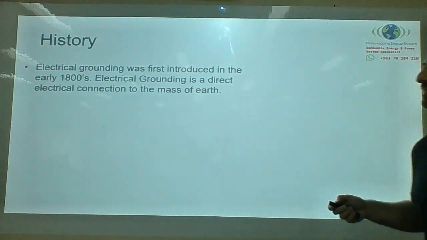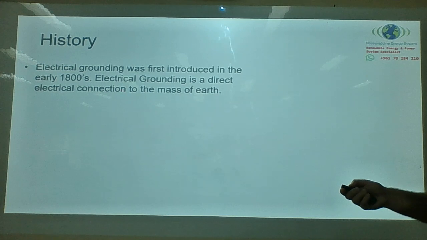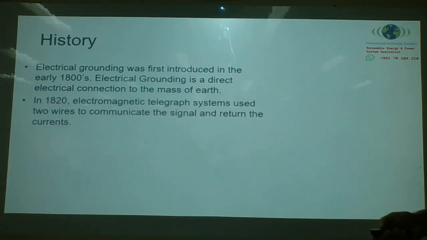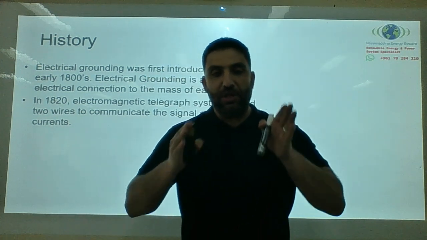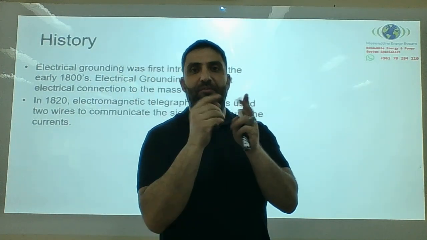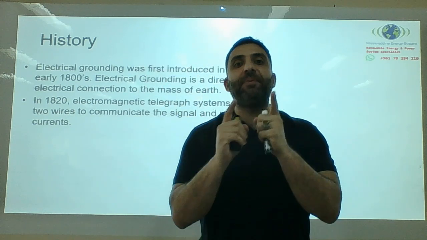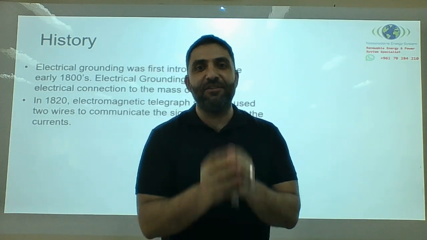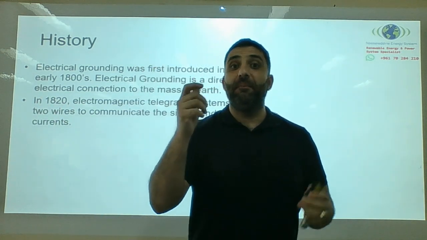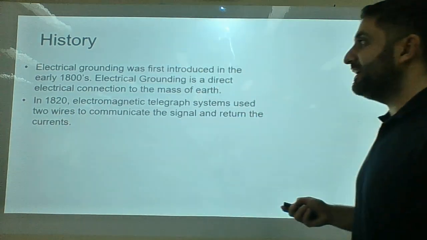Let's go through it. Early 1800s, electric grounding is a direct electric connection to the mass of Earth. In 1820, the electromagnetic telegraph system used two wires to communicate the signals and return the current. So usually, for the communication, they send the signal in one wire and return it, running parallel. This running parallel caused an interference. This interference required additional repeaters, additional stations, cost more money, made it more complex, and had high maintenance cost.